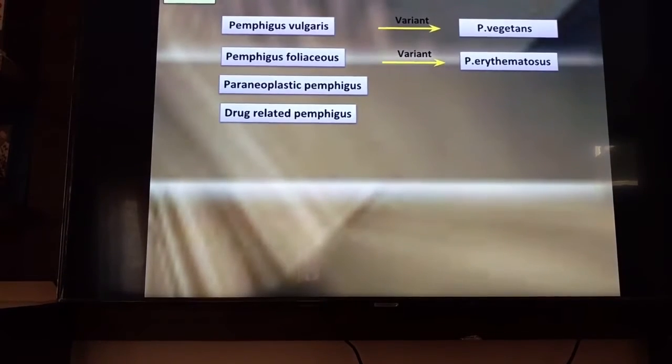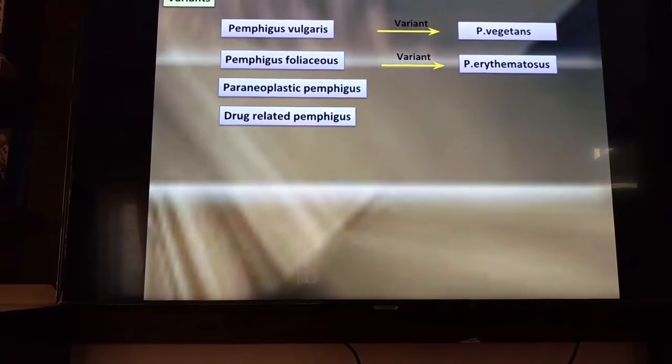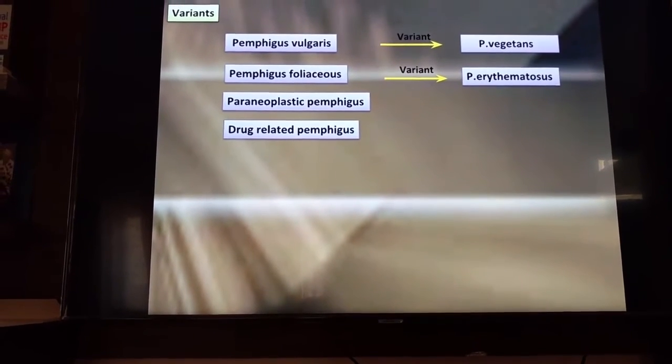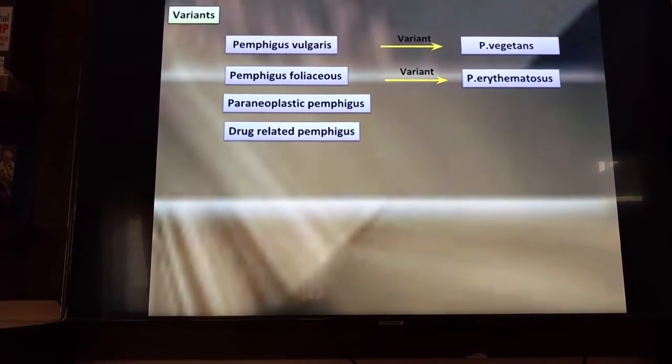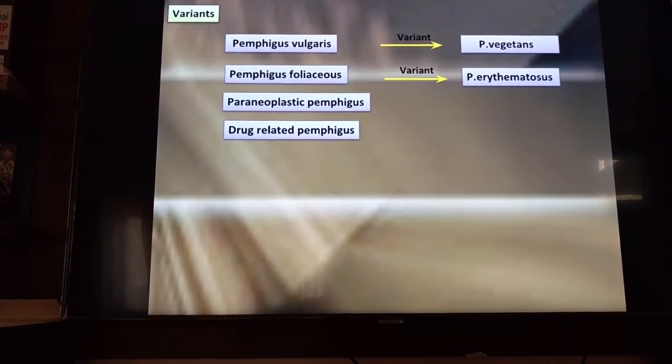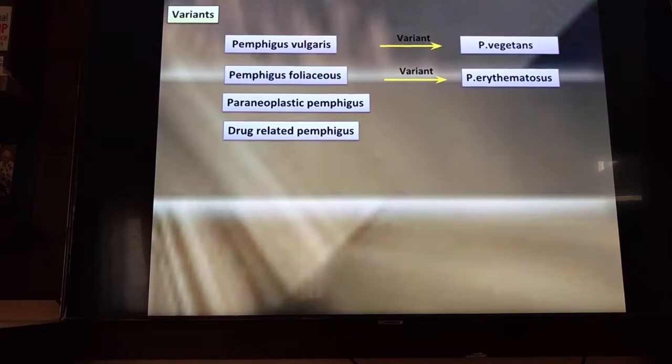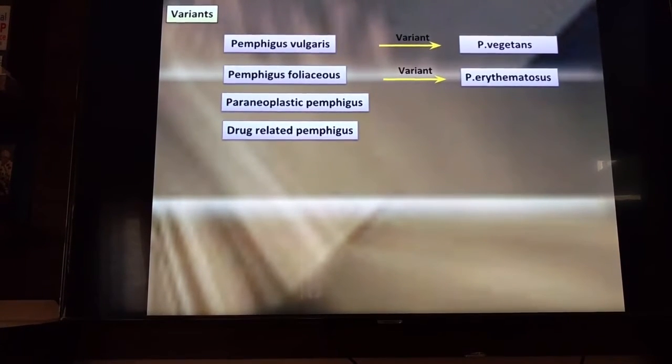The bulla bursts and leads to raw bleeding surfaces, which we call Nikolsky's sign. If you press it in one area, it will flee to another area. So that's what's called Nikolsky's sign. Application of pressure to apparently normal skin can lead to new lesion formation.